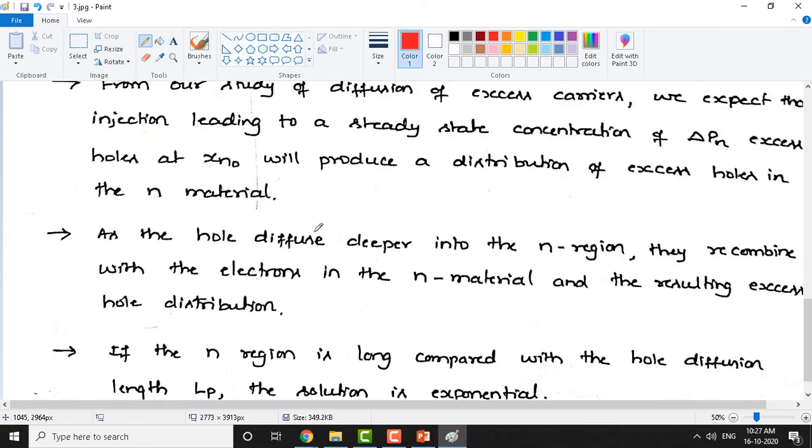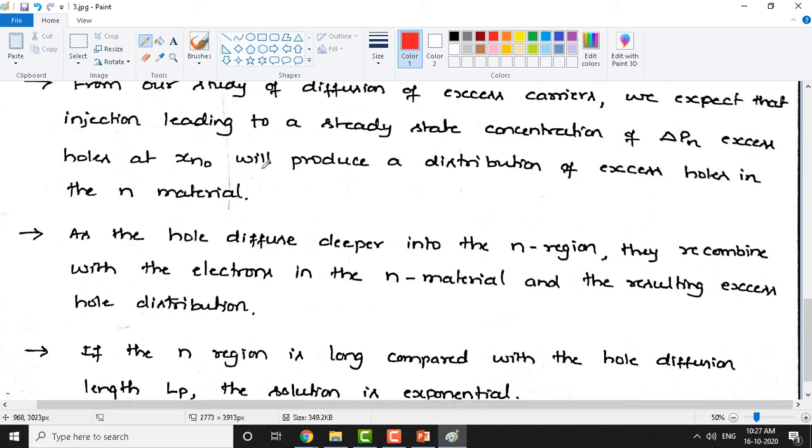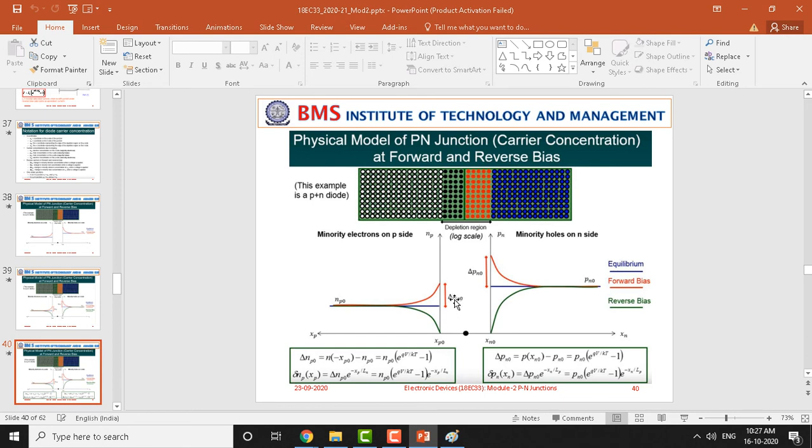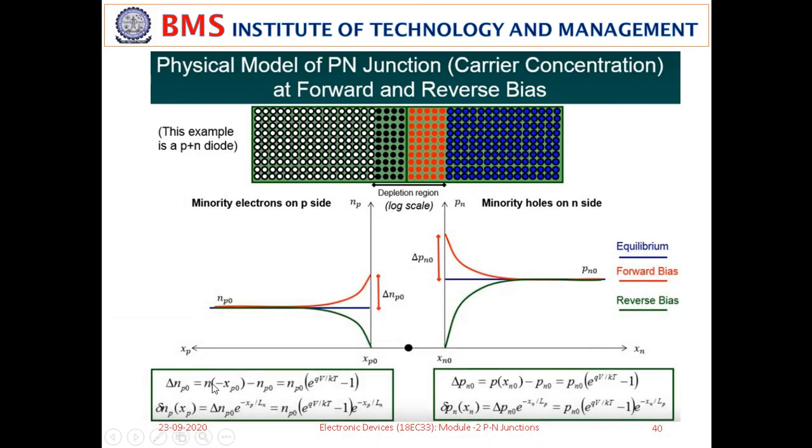From our study of diffusion of excess carriers, we expect that carrier injection leading to a steady state concentration of delta P and excess holes at xn naught will produce a distribution of excess holes on the n material. If you look at this slide, this is what we have calculated, delta Np naught and delta Pn naught, these distances here, and the same equation is also given here. You can see in the bottom side we have shown these equations. So this is the change in electron concentration on the n side, and the change in hole concentration on the p side. This is the equation.